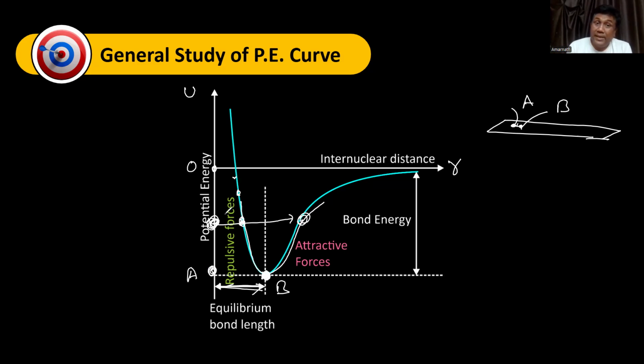Please try to remember this. This is a very interesting and very popular potential energy graph which will be used several times in your preparation. Try to understand it. You see here at this point, there is potential energy 0. This is the origin, so this is the potential energy 0. Here potential energy is positive.